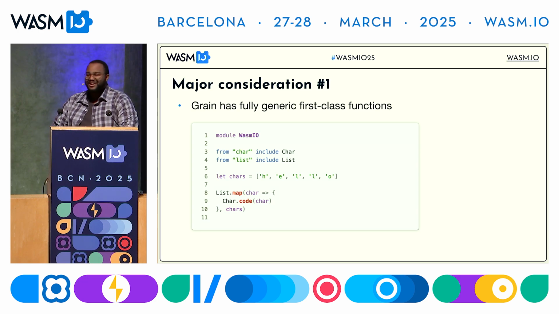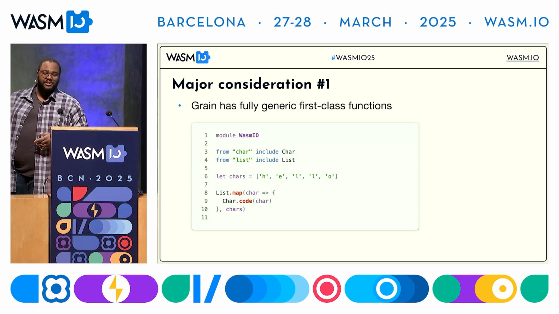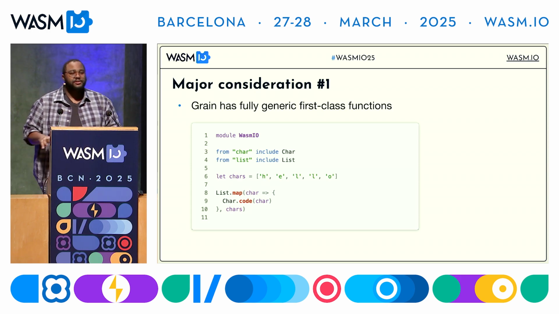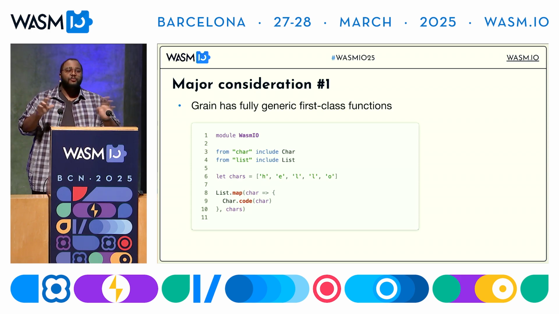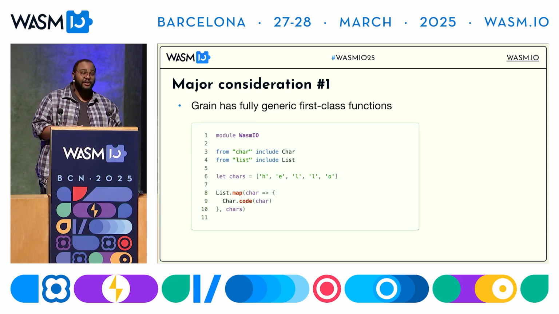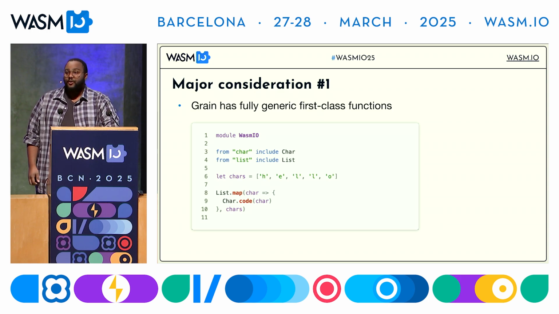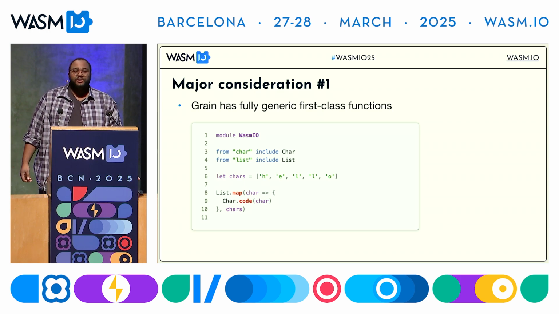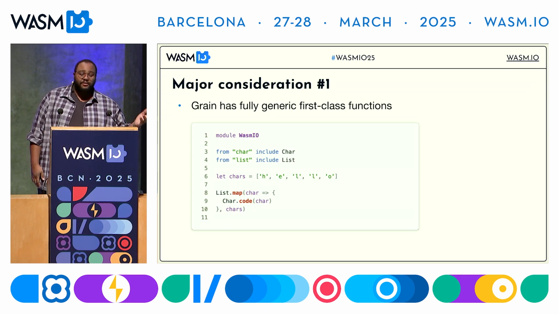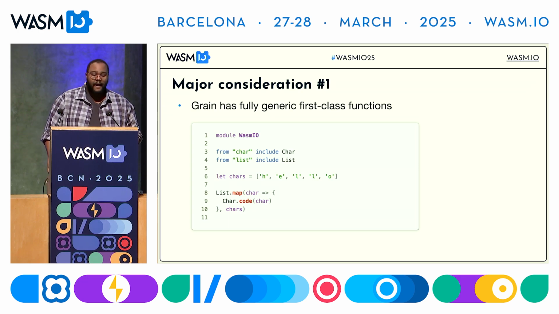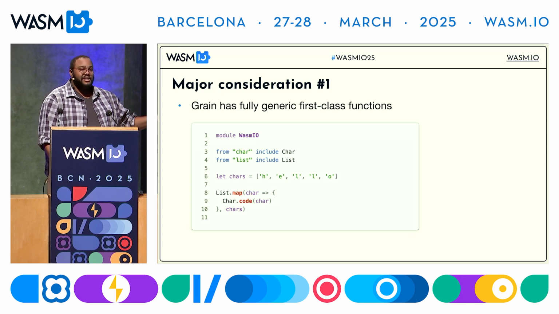The first major consideration in terms of how we are going to get to GC is that Grain has fully generic first-class functions. What this means is we don't do monomorphization or anything like that. If you have a function that is generic, it will actually compile to a function that takes any value. For example, with a list.map function, we'd love to take a function and a list of values, and apply the function that transforms those values. But we want it to work on lists of any type, as long as they're paired with a function that works on values of that type.